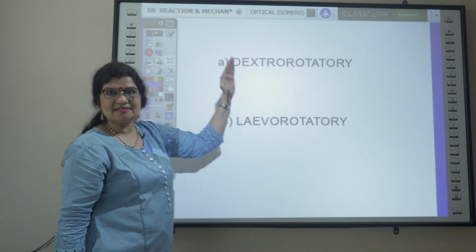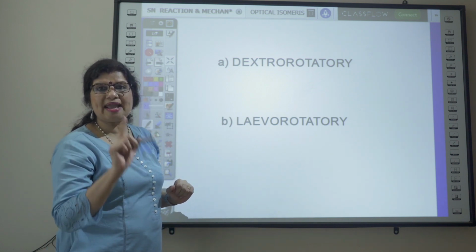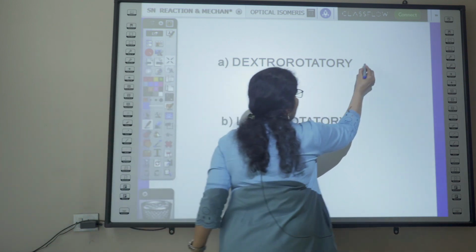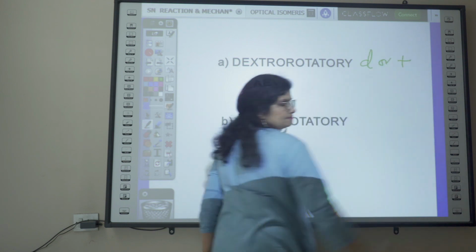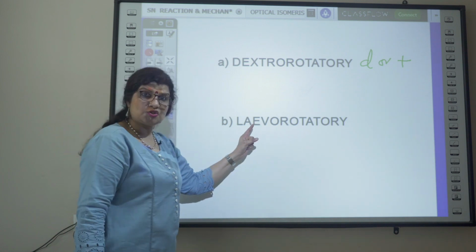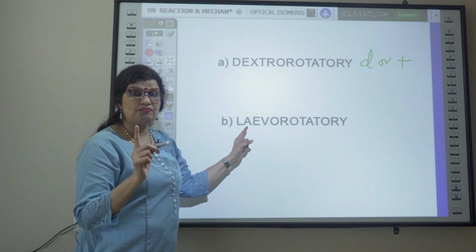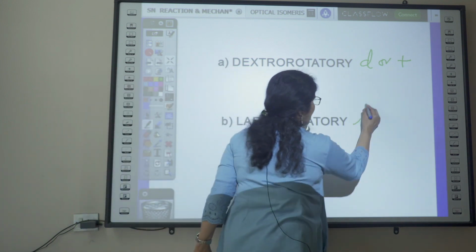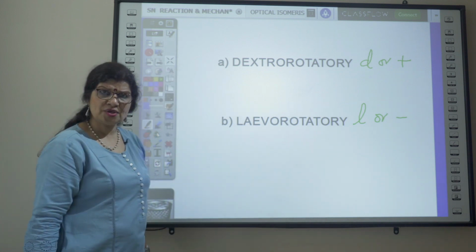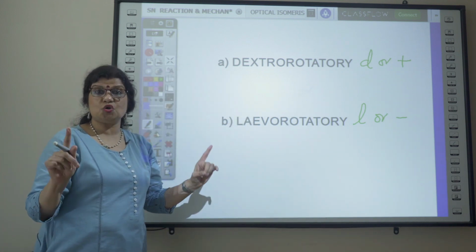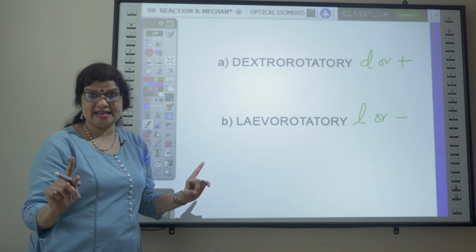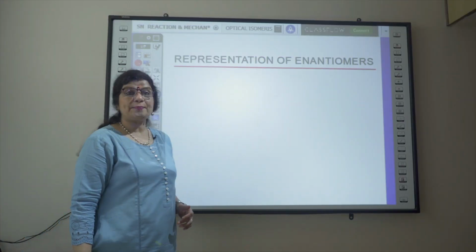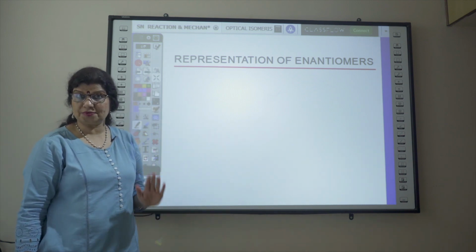Now optical activity results in one of the two isomers rotating the plane of plane polarized light to the right and is called the dextrorotatory isomer, represented by D or plus, not capital D, small d. The other isomer, its non-superimposable mirror image, rotates the plane of plane polarized light to the left through the same angle and is called the levorotatory isomer, represented by L or minus. So these are the two. In this manner, the two optical isomers differ from one another in their optical activity. One is dextro, the other is levo. Now let's see how to represent a pair of enantiomers or a pair of optical isomers.